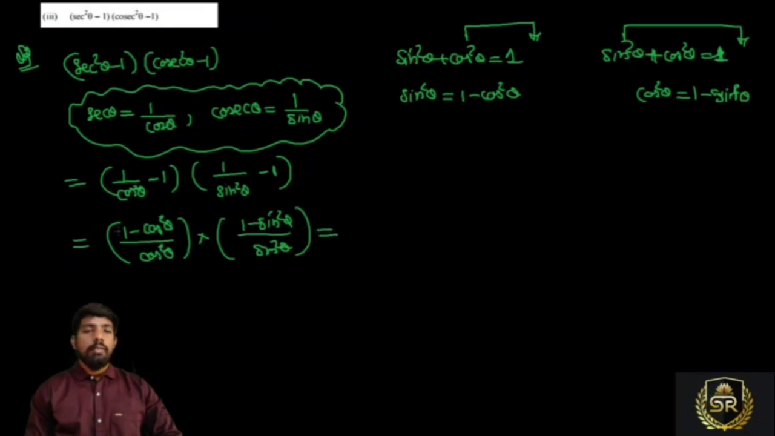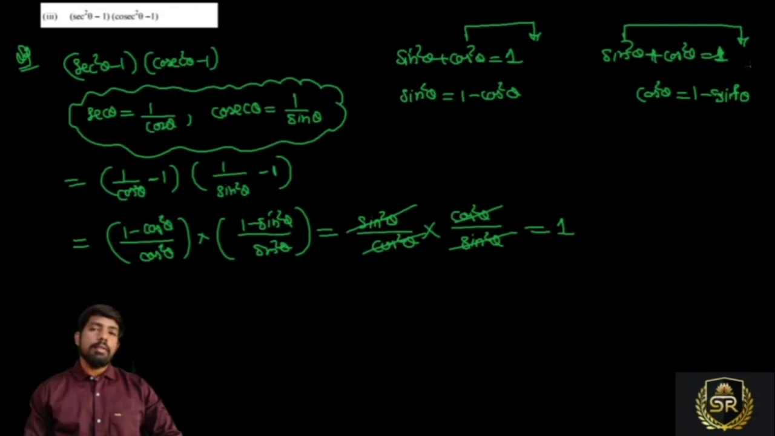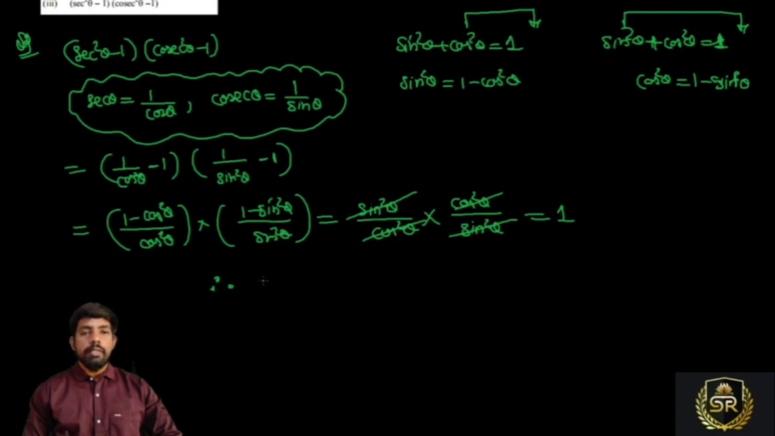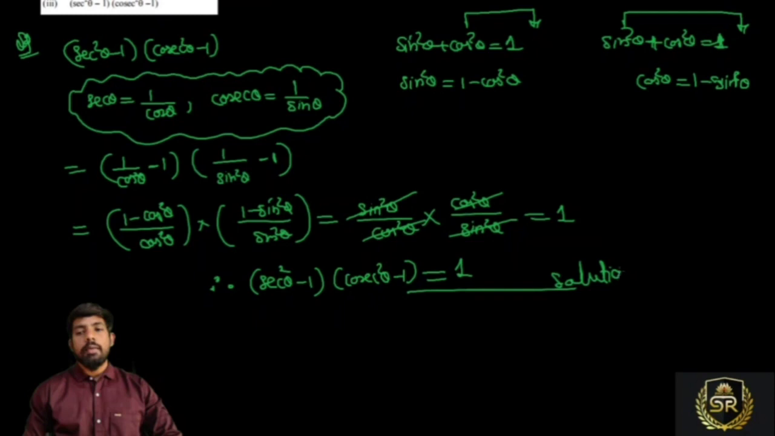So I am writing here 1 minus cos square as sin square theta by cos square theta, into 1 minus sin square as cos square theta by sin square theta, right? Sin square cancels, cos square cancels. This is 1. That's all. Therefore, you are getting the solution: secant square theta minus 1 into cosecant square theta minus 1 equals 1 is the solution. Okay, done.